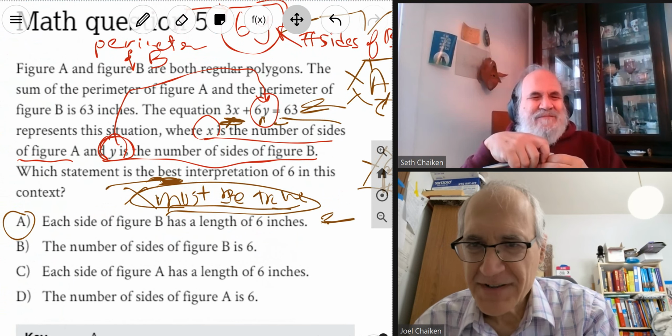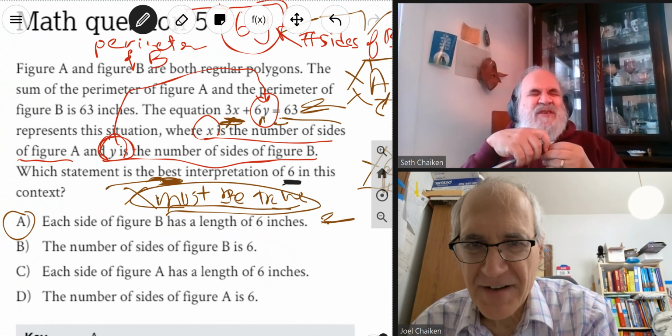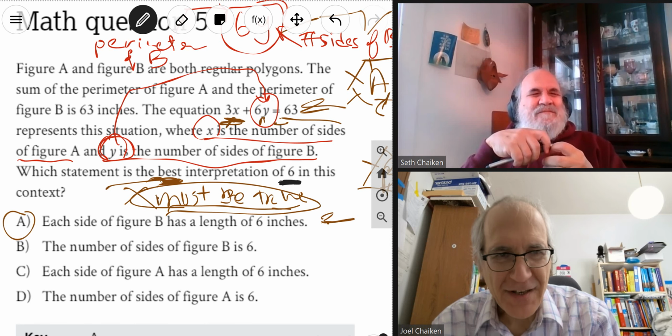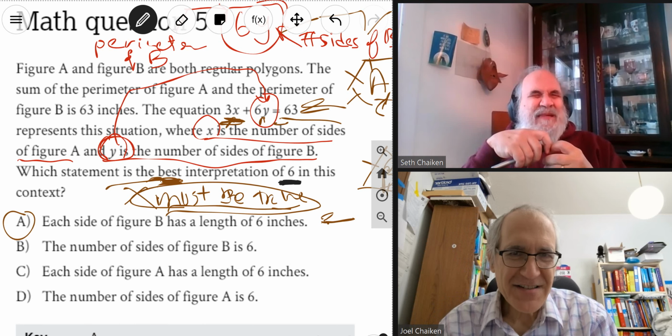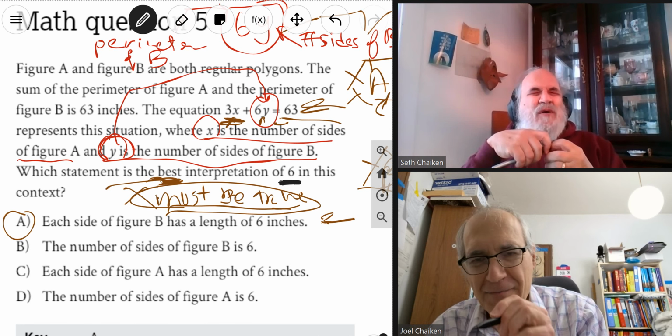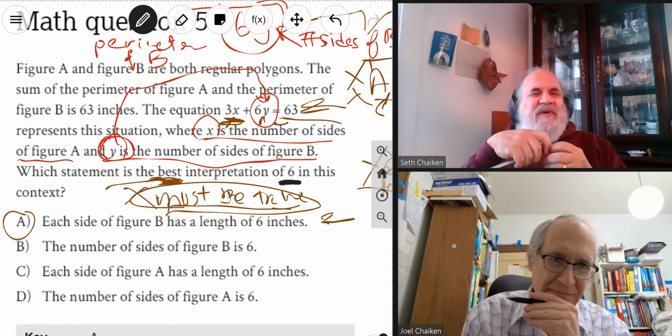No, they asked what is the best interpretation of the 6 in this context. Oh, you're saying that 6 has a second meaning. Yes. 6 is the value of y when x. No. 6 is one of a handful of different possible values for y in this situation.